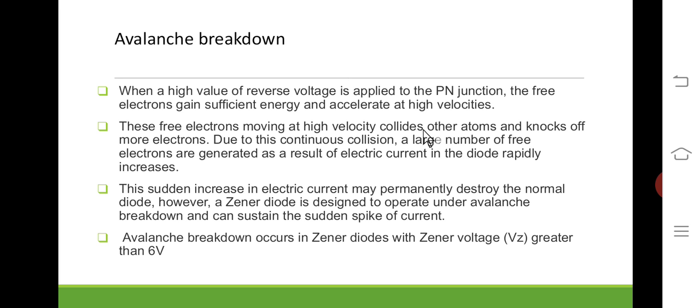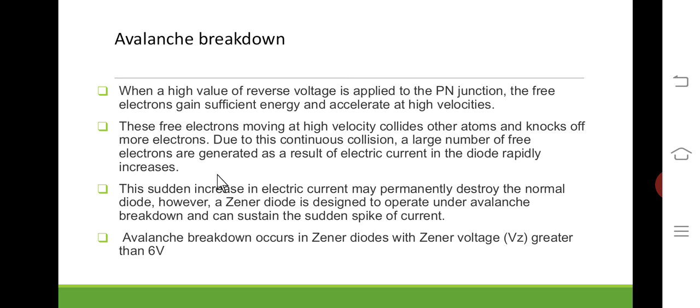Next, what happens? These high velocity electrons are moving and they collide with each other and knock off more electrons. Due to this continuous collision, a large number of free electrons are generated. As a result, the electric current in the diode rapidly increases.